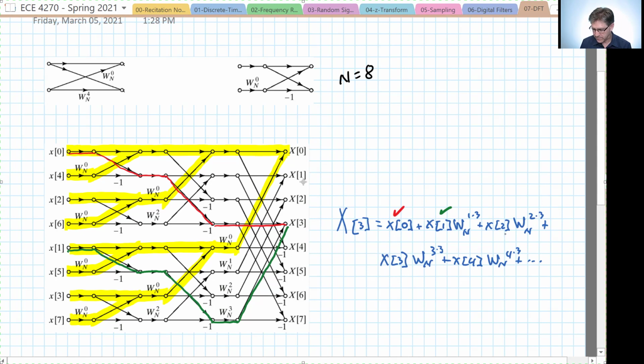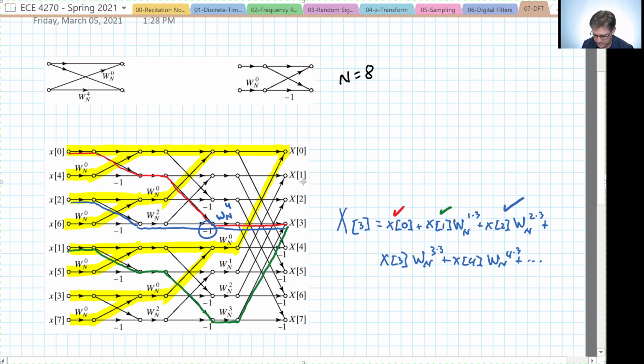Now we have x2. x2 is up here on the upper part, and it's going to have to be multiplied by Wn to the 6th power. Let's see. We come in here, down there. Good, we multiplied by Wn squared. Now if we could just multiply it again by Wn to the fourth, and there it is. The negative 1 is Wn to the fourth. And so we have that one.